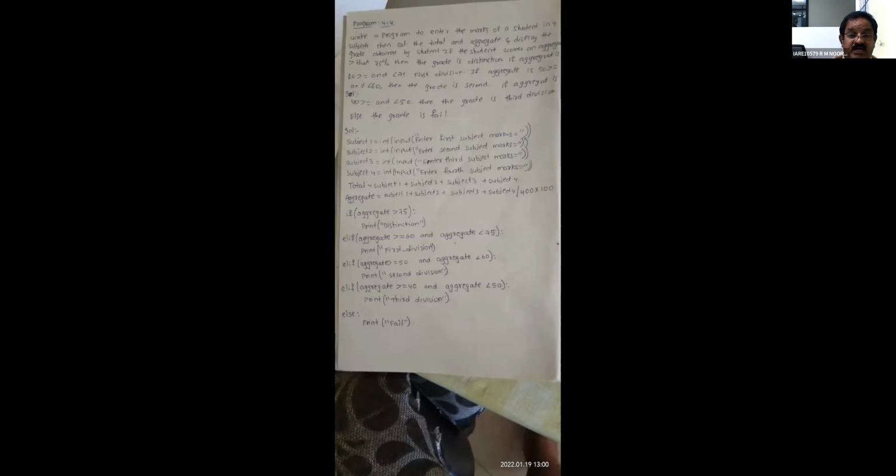What is condition one? Condition one is aggregate greater than or equals to, not just greater than. Even if it is 75%, if we put it like this, he has to get greater than 75 for distinction. If he is getting 75, he will not be awarded distinction, so use greater than or equals to. And you have not printed the output. I asked to print the name, roll number, subjects, and then total and grade.